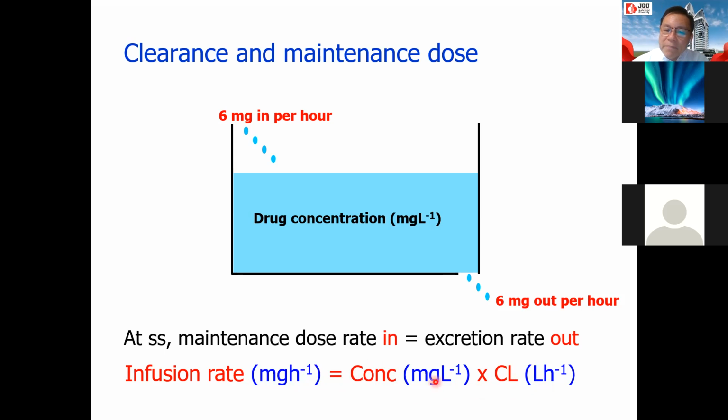And then this is milligram per liter. So this is the amount that goes out, because liter and liter cancel out, so it's milligram per hour, correct or not? So the rate going out is this one, same as the rate going in. Understand now?